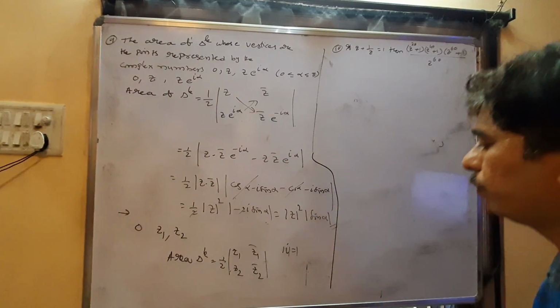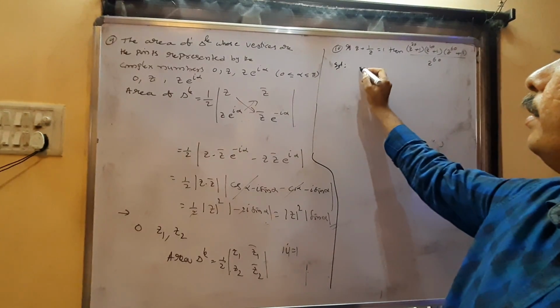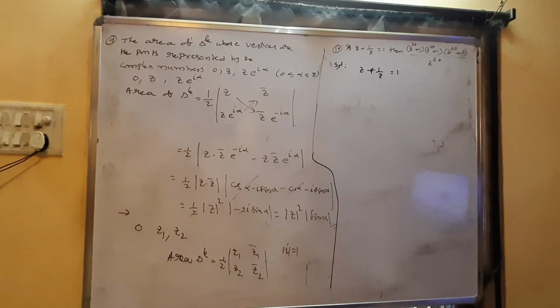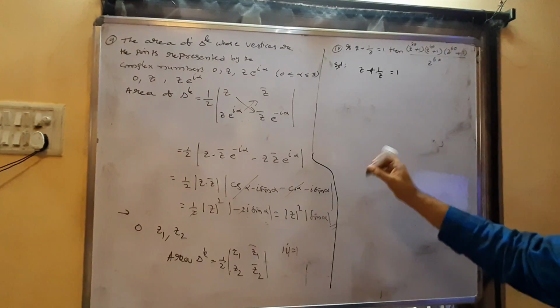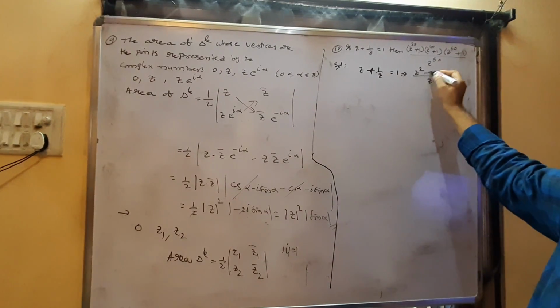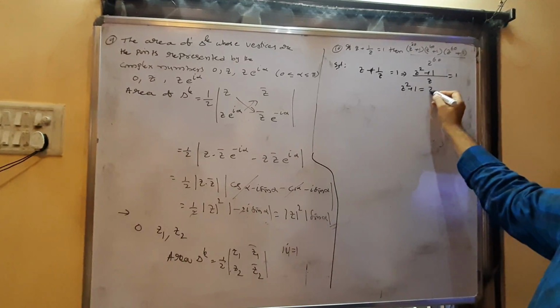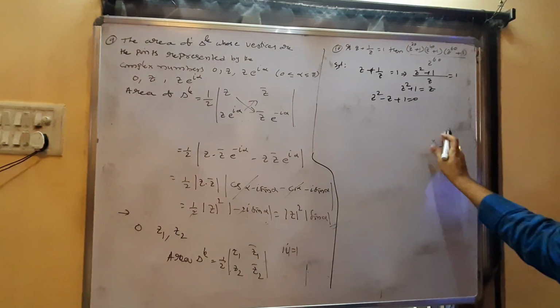This is the answer. See what is given: z plus 1/z equals 1. You have to solve the equation to find the z value. Take the LCM: z² plus 1 equals z. So z² minus z plus 1 equals 0.